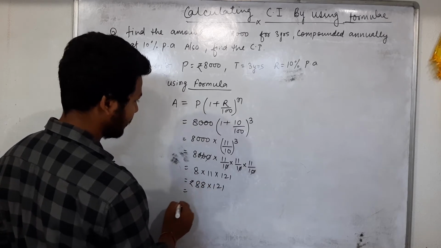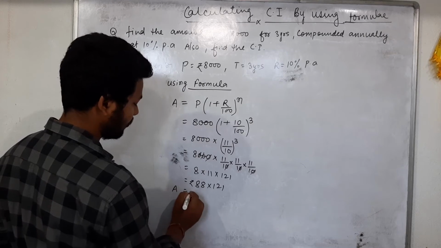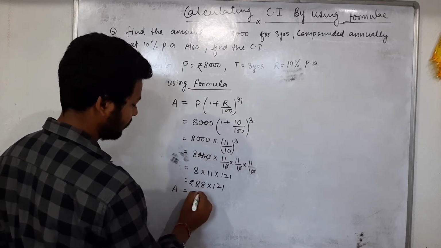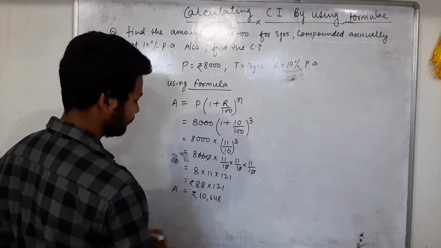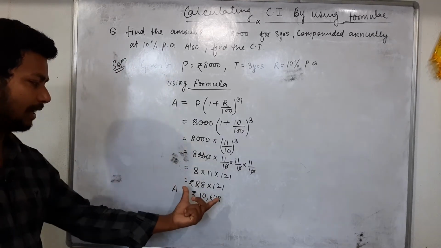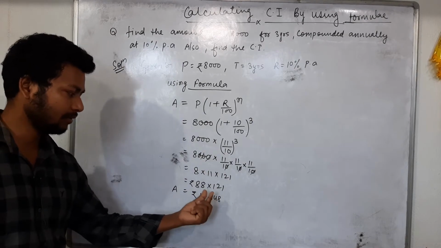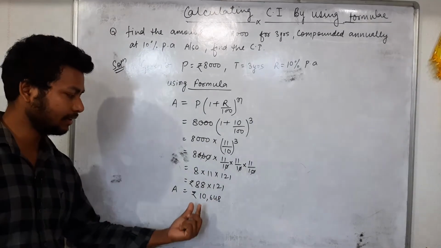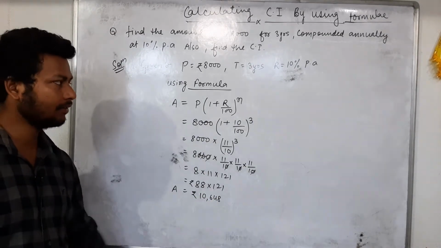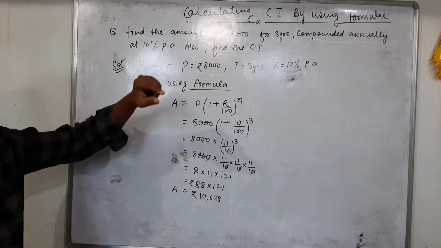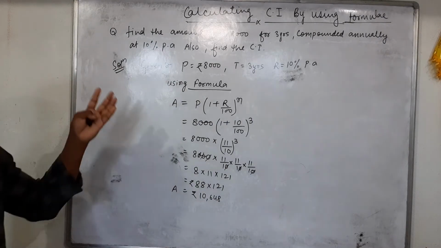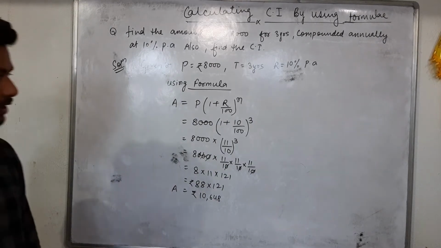This can be written as amount is equal to rupees 10,648. On multiplying 121 with 88 you will get 10,648. This is your amount. We got the value of amount. After that we have to find the value of compound interest.